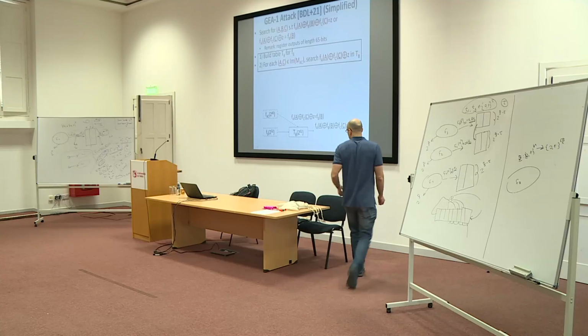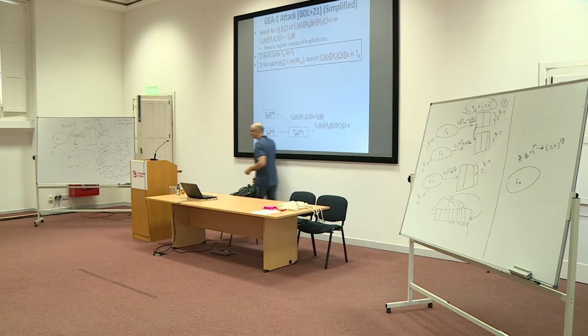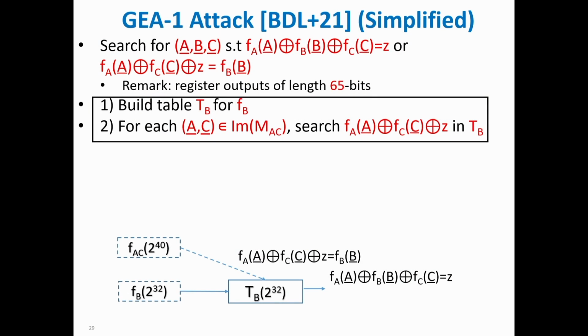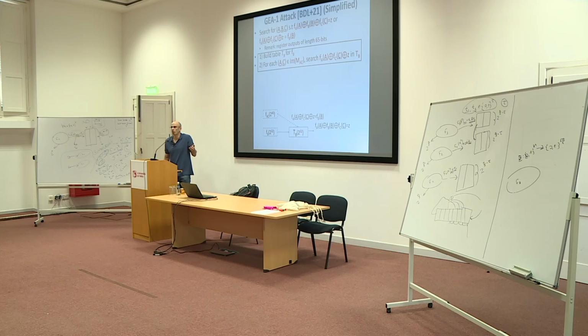Basically, what we want to do is search for some initial state ABC such that FA applied to A, XOR FB applied to B, XOR FC applied to C is equal to this given output Z. That's basically a 3 XOR problem. It's just F1, F2, and F3, the random functions that I defined previously, replaced with functions of the registers, the outputs of the registers. And now you want to solve a 3 XOR problem.